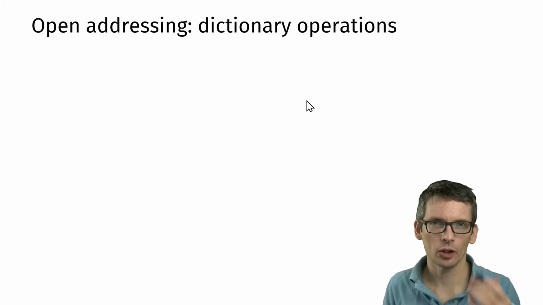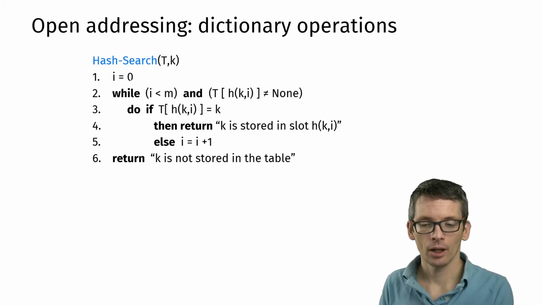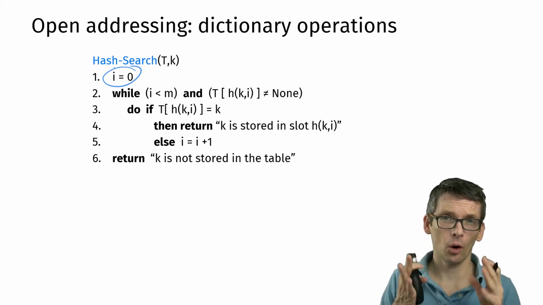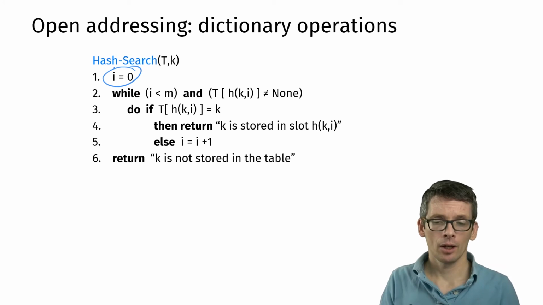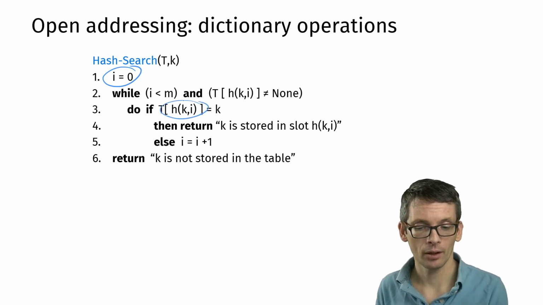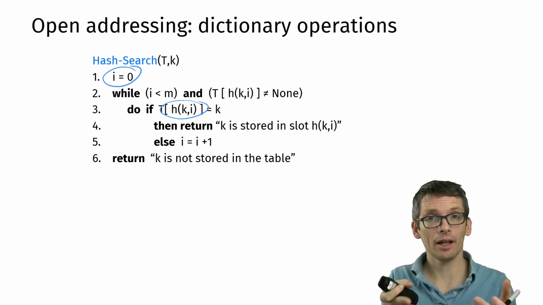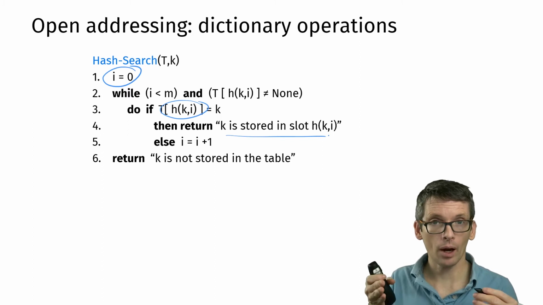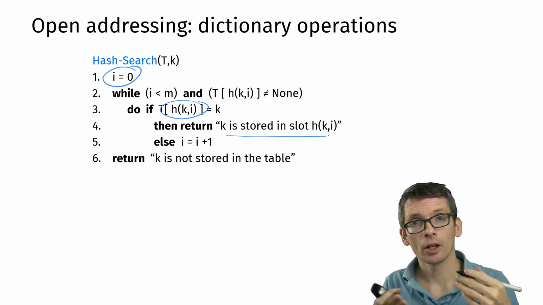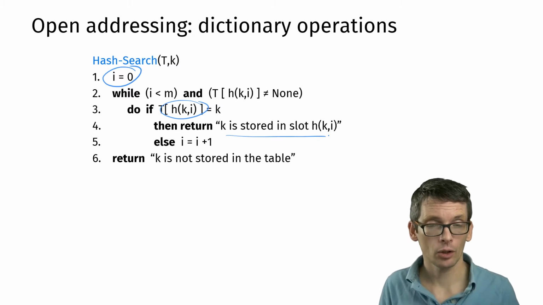So let's search. Searching follows the same principle as inserting. We start with i is 0, so we hope that the key is where it should be. We're going to check first h(k, 0) and check whether we see the key there. If we do, we are going to report it. Otherwise, we're going to increase i by 1, check again, increase i by 1, check again, and so on.